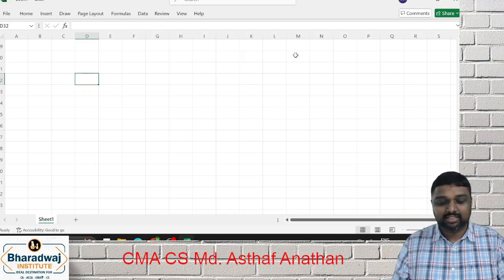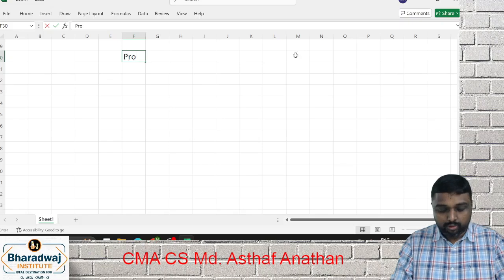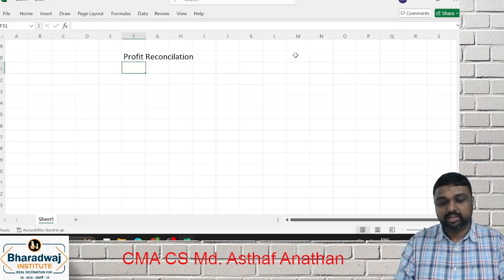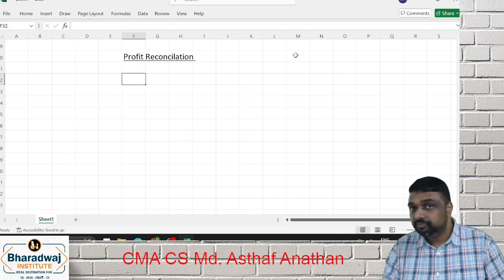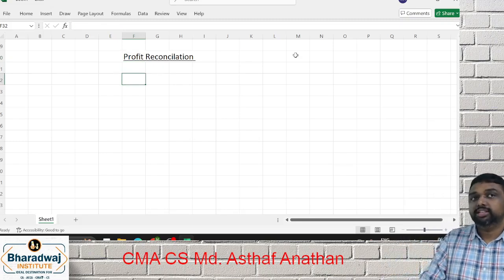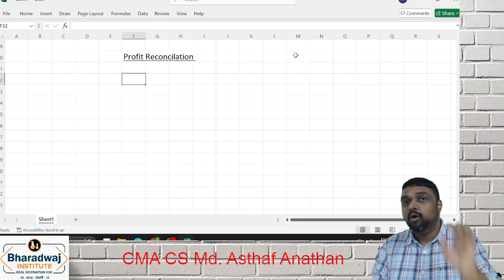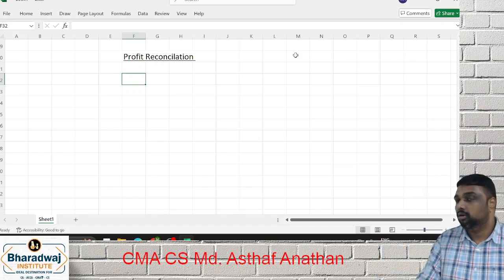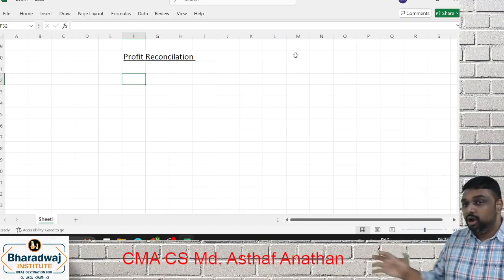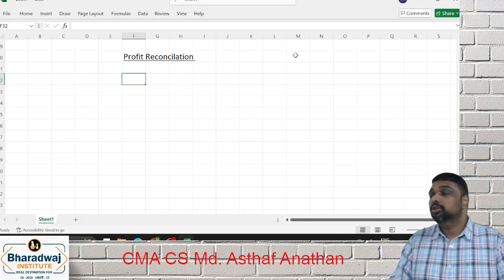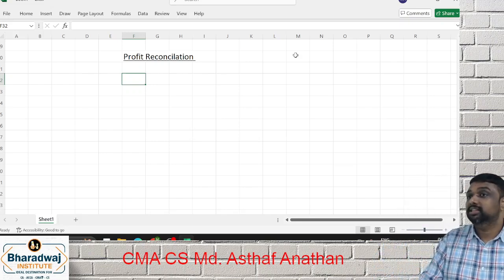That only we discussed under a chapter called profit reconciliation. A very interesting area. Profit reconciliation, cost sheet, and integrated accounts: all three are interrelated. Out of these three, one question always comes. So how is a profit reconciliation prepared?